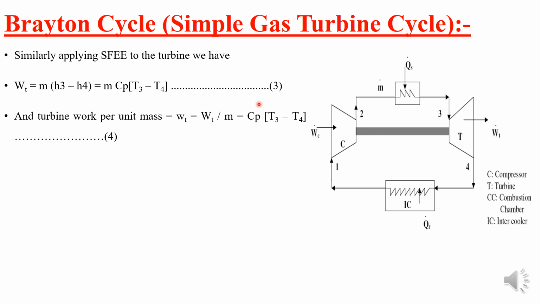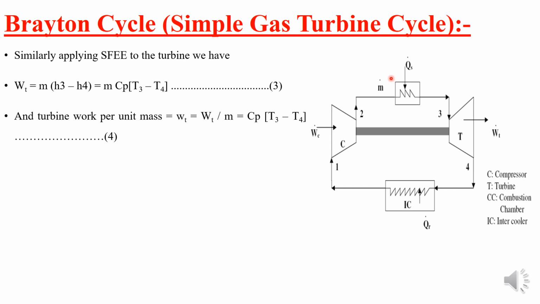Similarly, you write the expression for QS. So what are the inputs? Input is at 2 and QS, and output is 3. So how can you write: M into H2 plus QS is equal to M into H3. So QS becomes M into H3 minus M into H2, or M into (H3 minus H2). This is the equation you will get while applying SFE for a combustor or combustion chamber.